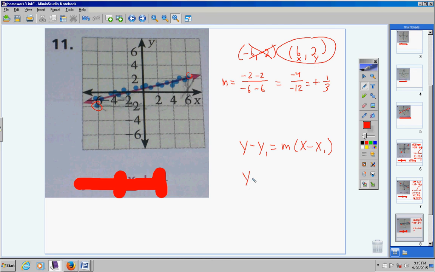This is my x and this is my y. So y minus, here's my y value 2, equals m, that's 1/3, times x minus, now my x value is 6. And here we go. Let's get y by itself. Y minus 2 equals 1/3 times x, 1/3 x. 1/3 times negative 6 is negative 2. Now bring the negative 2 over and make it a positive 2. And we're left with y equals 1/3 x.